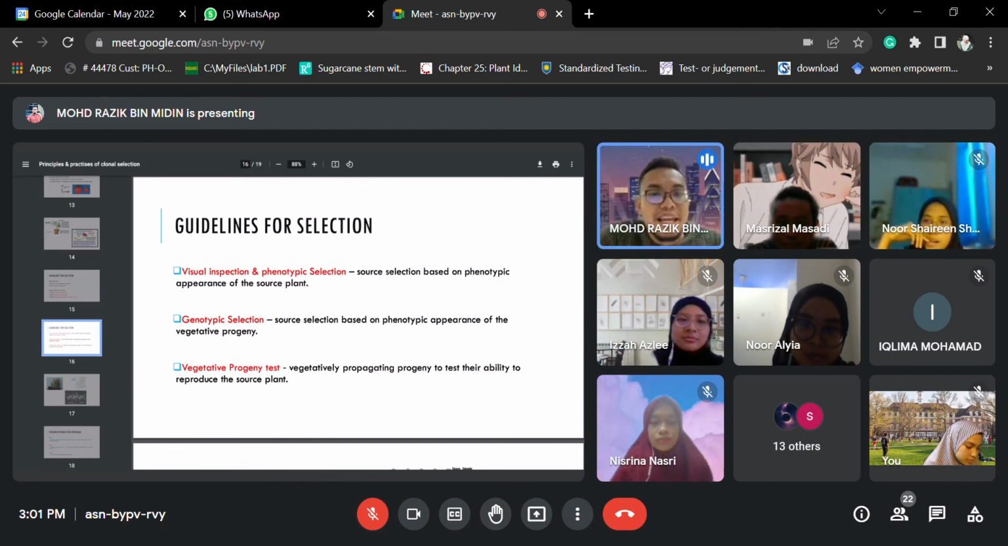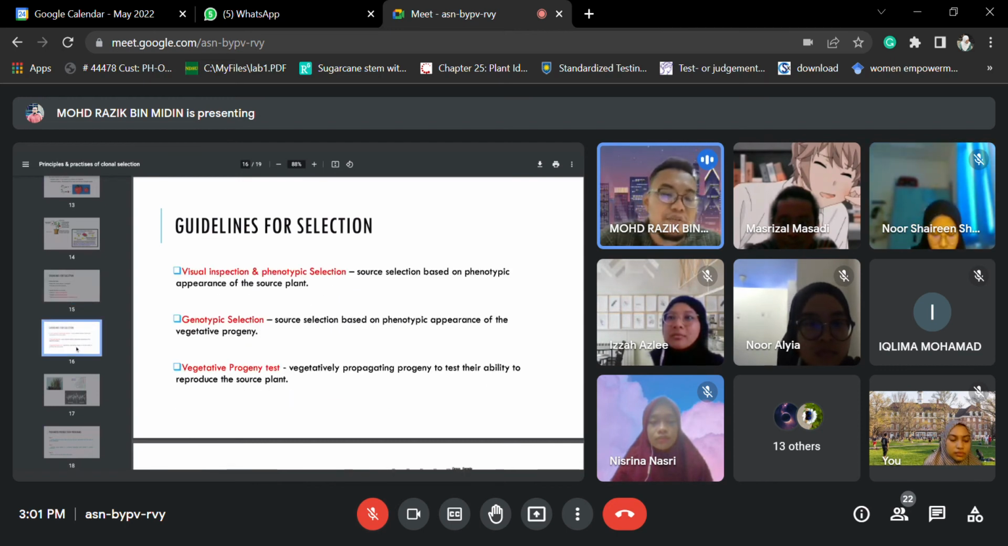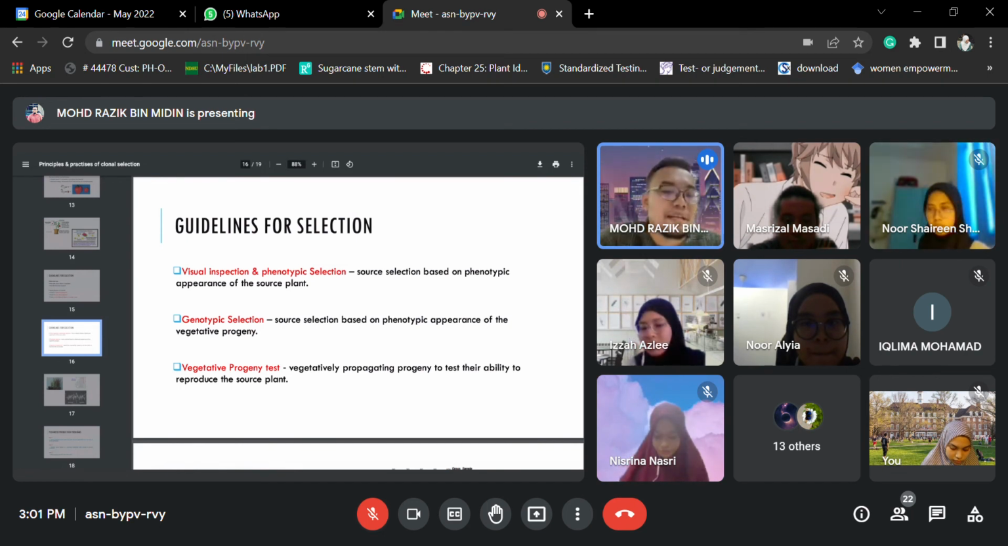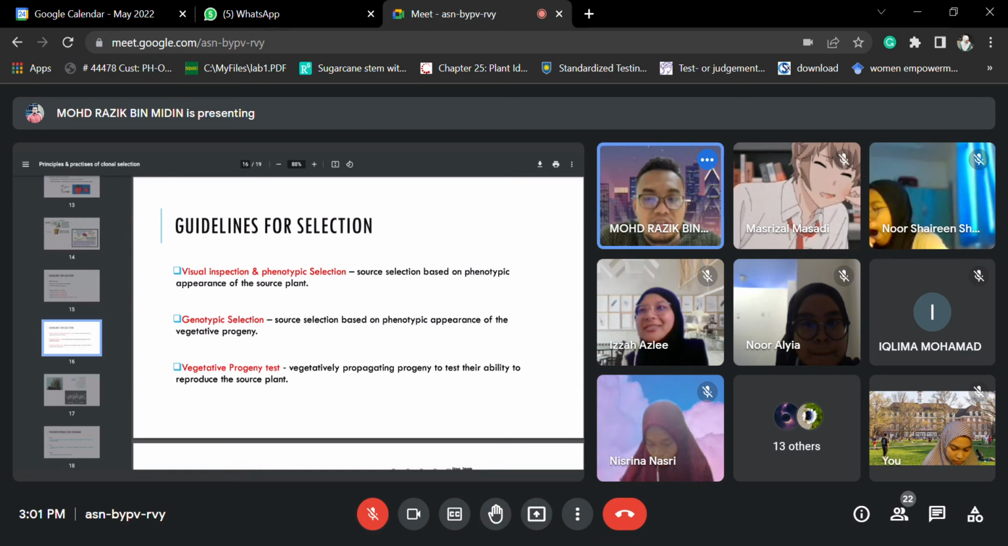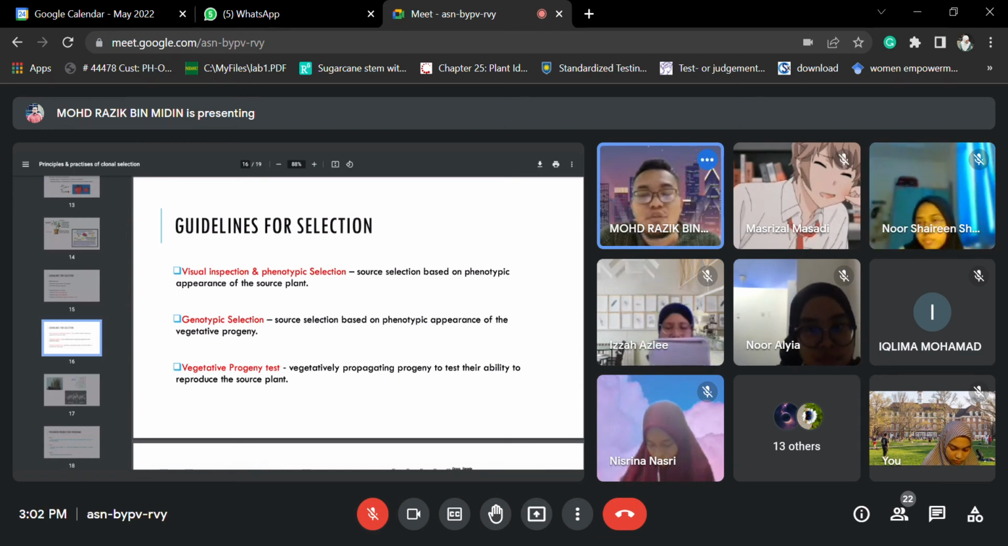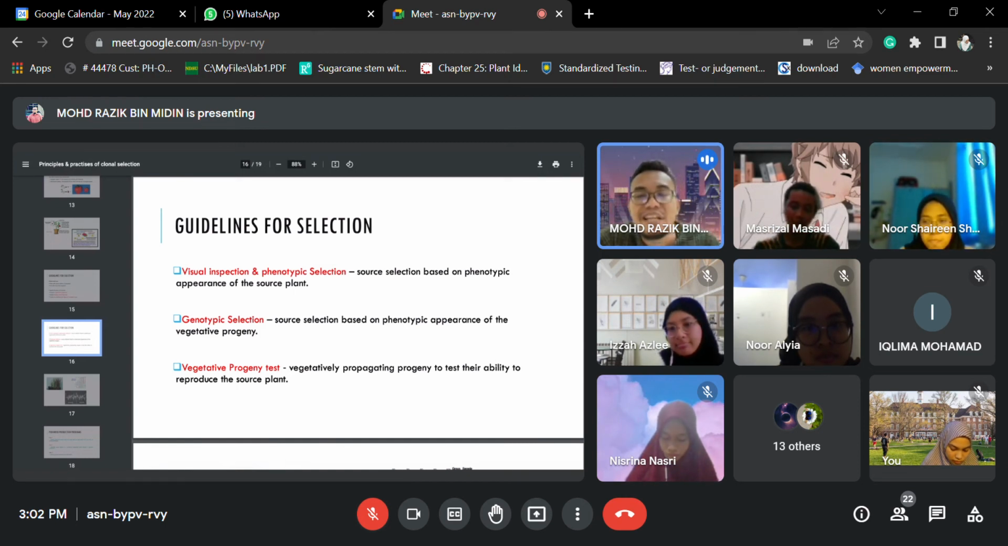Okay, so guidelines for selection. These are a few guidelines for the selection before we do the cloning part. Visual inspection and phenotypic selection: source selection based on phenotypic appearance of the source plant. So we have to observe the phenotypic appearance of the source plant, whether it is okay or not, before we do the selection for cloning.